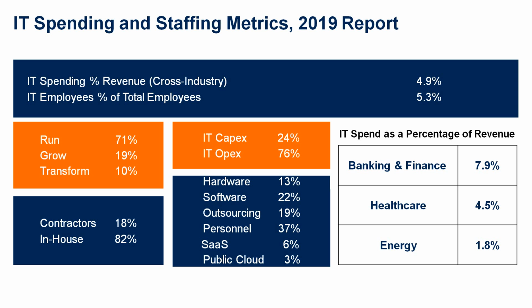And IT capex and opex is 24 percent and 76 percent. And if you see the hardware and software, the outsourcing percentages were given. Generally outsourced personnel, the IT employees, is 37 percent, and SaaS, software as a service, is 6 percent, and public cloud goes to just 3 percent. If you don't have the cost in this way, it is going to be a difficult challenge for us to project it for the management.